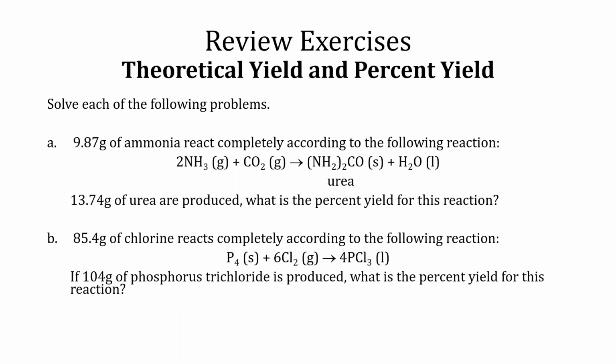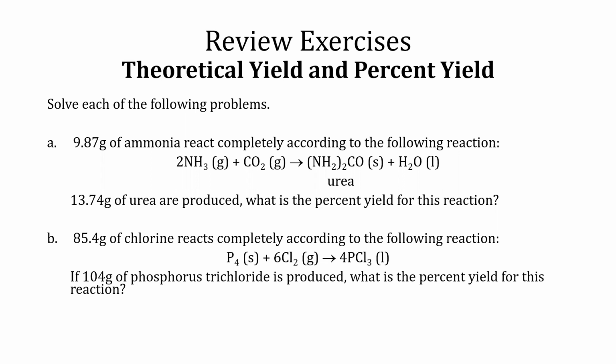Review exercise involving theoretical yield and percent yield includes these problems. Solve each of the following problems. A, 9.87 g of ammonia react completely according to the following reaction. 2NH3(g) plus CO2(g) forms NH2 2CO(s) plus H2O(l). 13.74 g of urea are produced. What is the percent yield for this reaction?